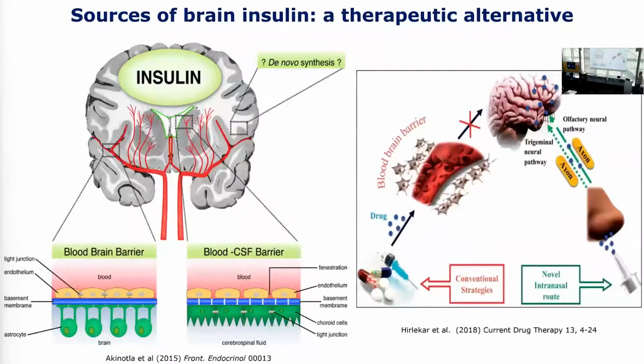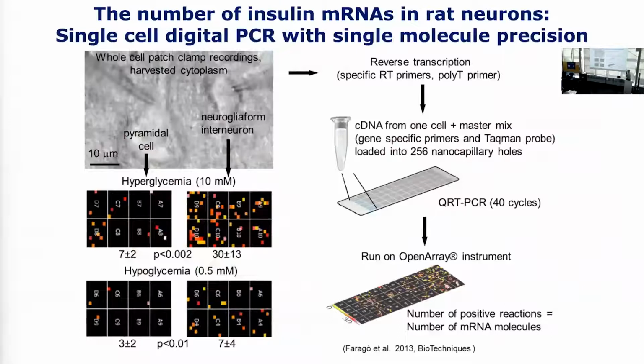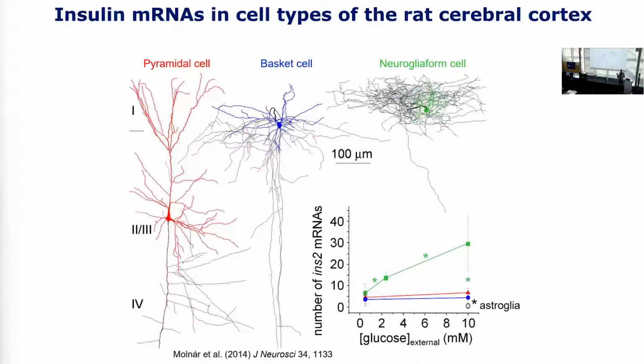So what we did, actually, we compared the insulin expression of individual pyramidal cells and neurogliaform cells with single mRNA resolution. And it turned out that in neurogliaform cells, we have about 30, pyramidal cells about 7. And this actually responds to glucose concentrations outside the cell. So the higher the glucose concentration, the higher the insulin expression level by neurogliaform cells. So this is the glucose concentration dependent insulin expression in neurogliaforms. Glia, pyramidal cells, other interneurons do not respond.